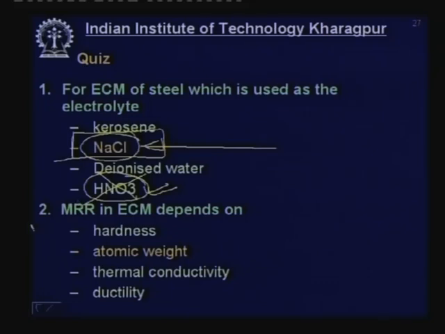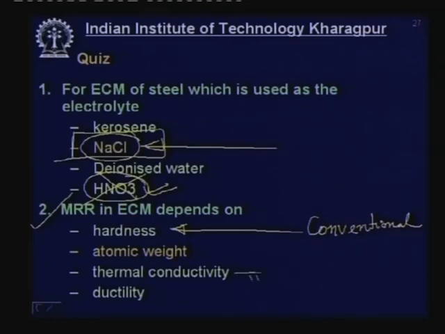Let us come to the second one. Material removal rate in electrochemical machining depends on. We know the electrochemical machining process can be very easily modeled by Faraday's laws of electrochemical dissolution. We also know electrochemical machining is a non-traditional machining process. So, the mechanical properties of the material do not really matter. So, what are the options given? Hardness. Hardness of a material is very important in conventional machining, say turning, milling, but it does not matter as far as electrochemical machining is concerned.